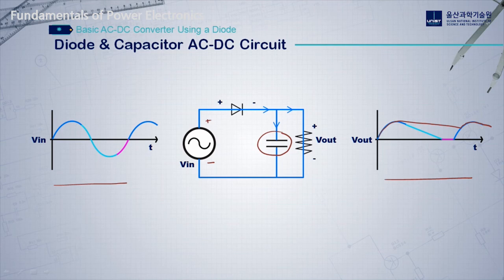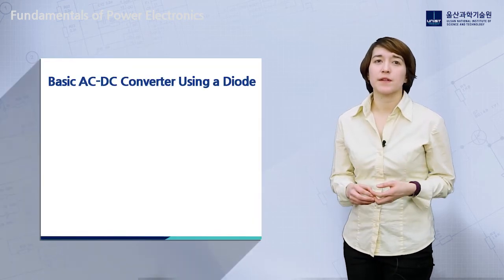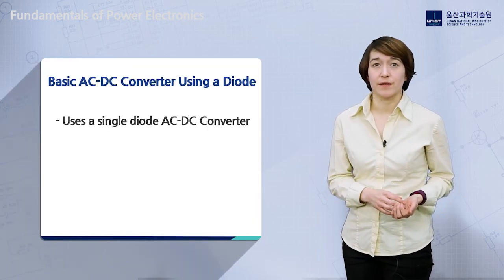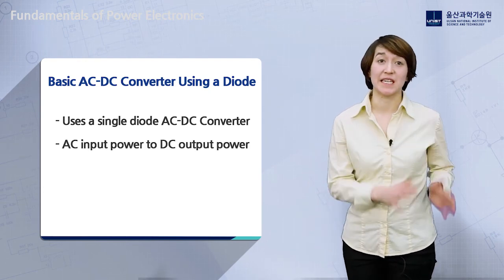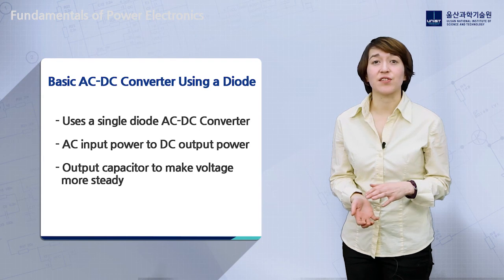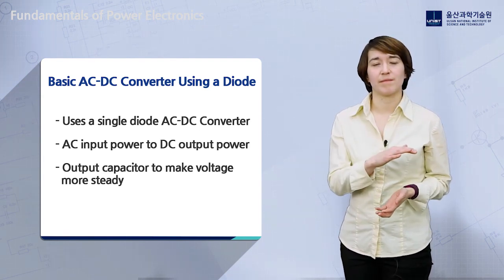So here we've explained the waveforms for the input waveform from AC and how it smooths out the output using a diode and a capacitor AC-DC circuit. We covered one of the simplest AC to DC converters that uses just a single diode to change AC power into DC power. If a capacitor is added, the output voltage will be more steady.